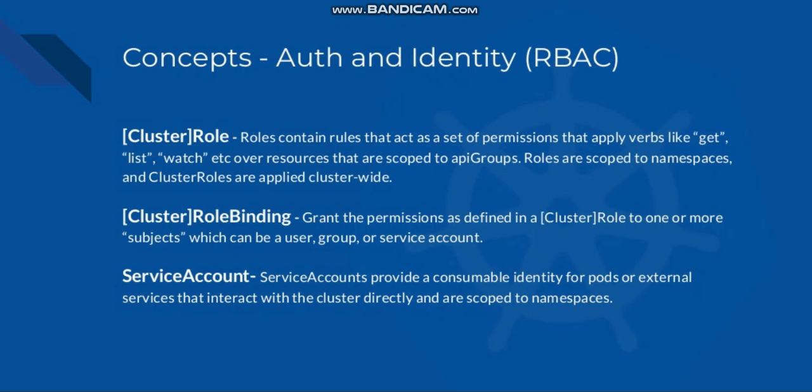So we'll see, guys, auth and identity, that is RBAC, role-based access control. There are a few objects: role, cluster role, role binding, service account. A role contains rules that act as a set of permissions that apply verbs like get, list, watch, etc. over resources that are scoped to an API group. Roles are scoped to a namespace, and cluster roles are applied cluster-wide.